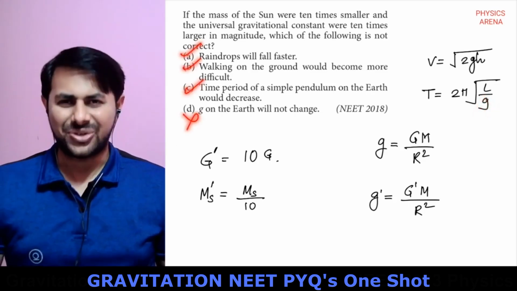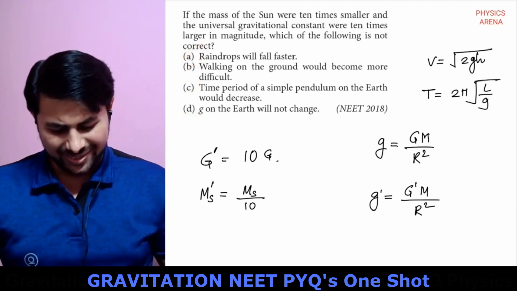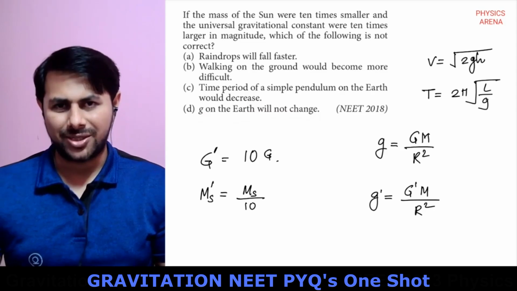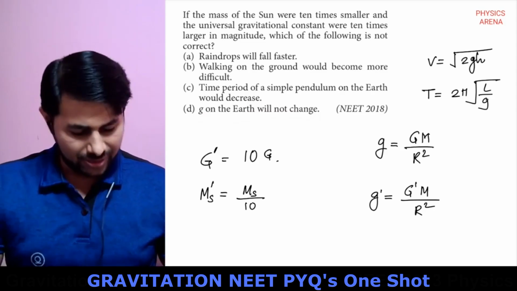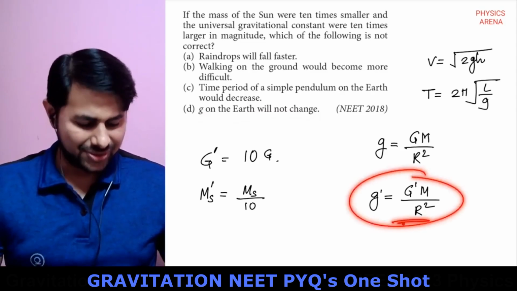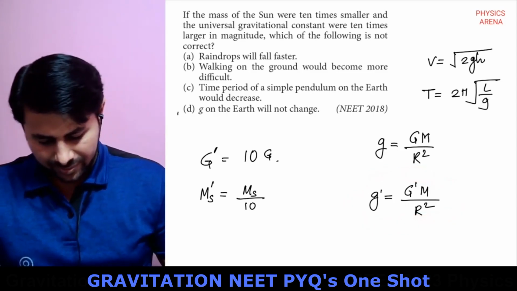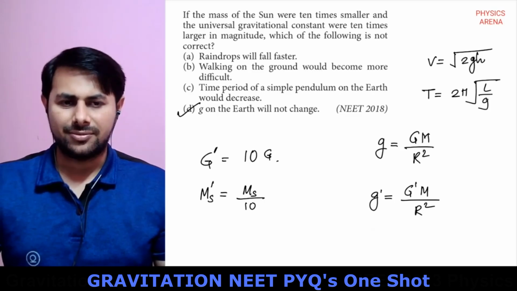Which is not true? This is not true, right? And we can see that g on Earth will not change. They are saying g will not change, small g, acceleration due to gravity. And okay, so it will change, right? So this is the answer.